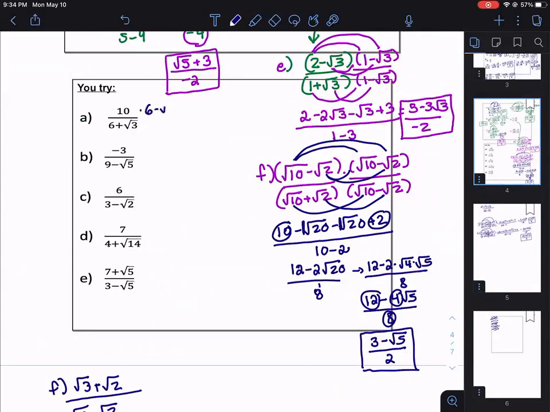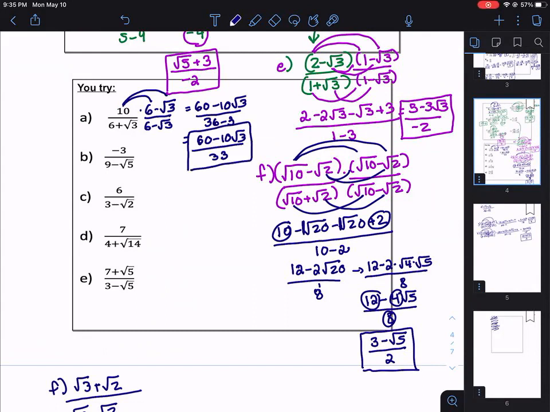So the conjugate would be 6 minus radical 3. We're going to get 60 minus 10 radical 3 over 36 minus 3. This will give me 60 minus 10 radical 3 over 33. There is nothing that is common to 60, 10, and 33, so that should be our final answer.